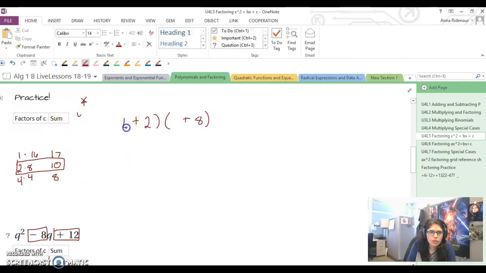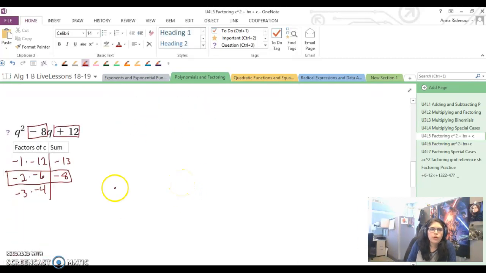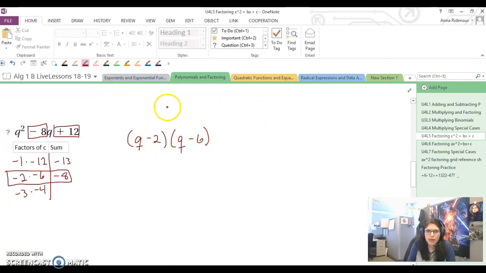And my picture disappeared somewhere, but it was a t, so it should have been t plus 2 and t plus 8. Okay. So for this one, my variable is q. So this should be q minus 2, because I had a minus 2 for one of my numbers, and then q minus 6. And keep in mind, you can always check your work by multiplying this out using FOIL.